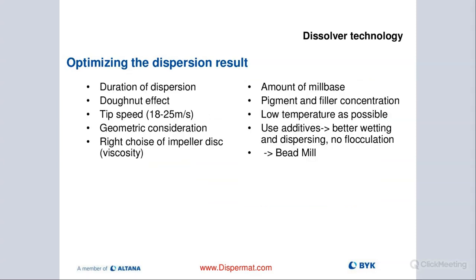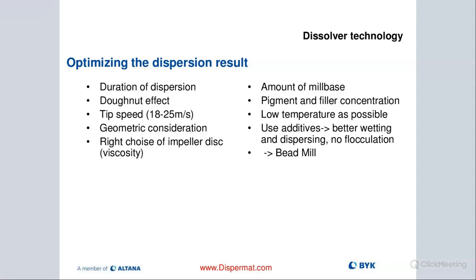Okay, so important to remember: to get a really good dispersion result and have it perfect for the next step of milling, we want to look at how long we are pre-dispersing. Again, 10 to 30 minutes. We want to ideally have a donut effect that should be visible. It's that visual cue. Again, tip speed 18 to 25 meters per second.